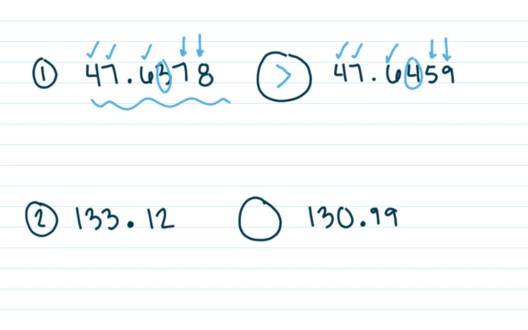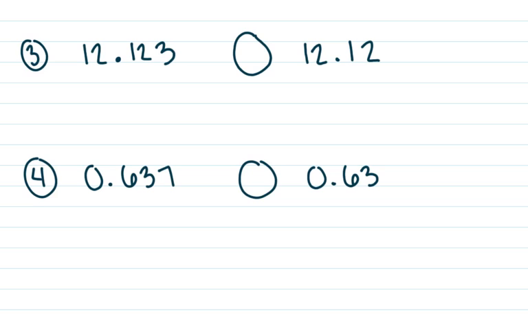Let's take a look at number 2. We have 133 and 12 hundredths being compared to 130 and 99 hundredths. So again, start comparing those place values. Our 100s are the same. Our tens are the same. But take a look at your ones. You have a 3 and you have a 0. Is 3 greater than or less than 0? 3 is greater than. So again, you have 133 and 12 hundredths that is greater than 130 and 99 hundredths.